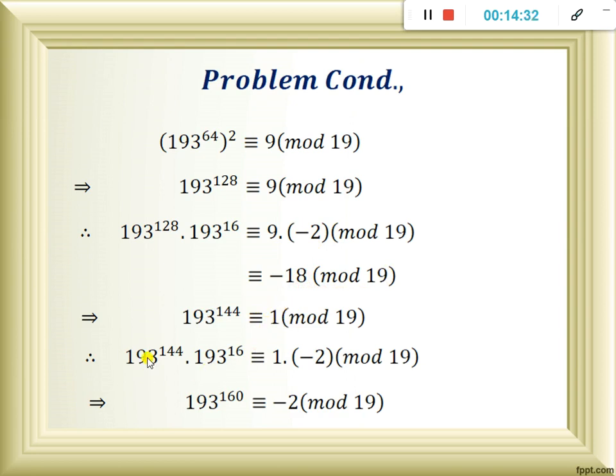Now again multiply 193 power 144 into 193 power 16. You will get 160, right? The remainder for the first case is 1. The remainder for the second case is -2. Multiply this, we will get -2 as the remainder. So here the bases are equal, add the powers. So what I am trying to do is 193 power 183 will come. So here I am getting 160. The rest of the terms I am going to add along with this step.